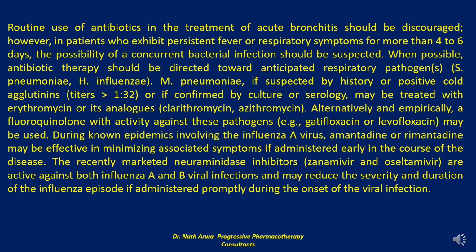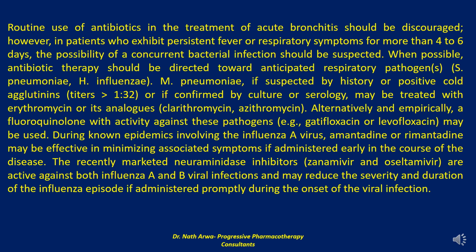When possible, antibiotic therapy should be directed toward anticipated respiratory pathogens, Streptococcus pneumoniae and Haemophilus influenzae. Mycoplasma pneumoniae, if suspected by history or positive cold agglutinin titers greater than 1 to 32, or if confirmed by culture or serology, may be treated with erythromycin or its analogues, clarithromycin and azithromycin. Alternatively and empirically, a fluoroquinolone with activity against these pathogens, e.g., gatifloxacin or levofloxacin, may be used.